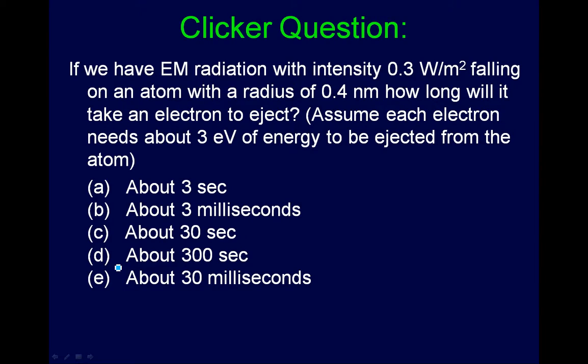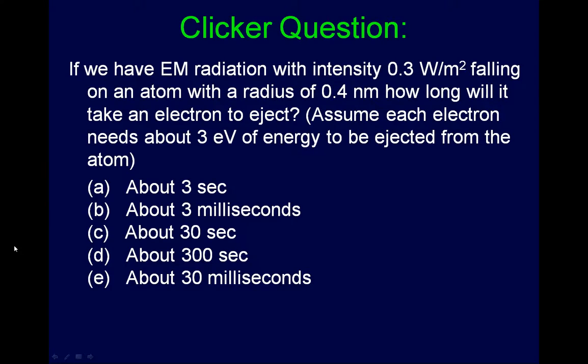What we're doing here is we have electromagnetic radiation with intensity of 0.3 watts per meter squared falling on an atom with a radius of 0.4 nanometers. How long will it take an electron to eject? Assume each electron in this atom needs about 3 electron volts of energy to be ejected from the atom. Go ahead and pause this, give it a try, and then we'll talk about it.